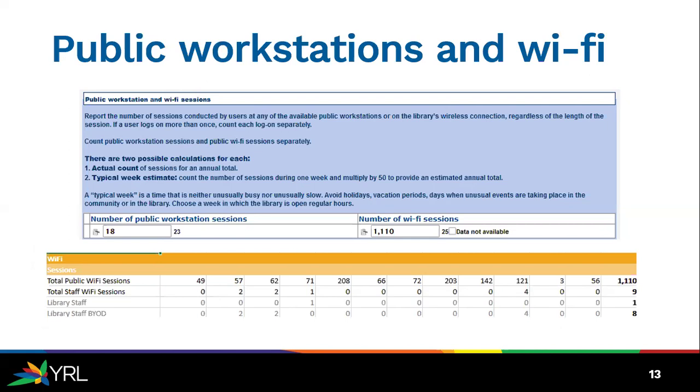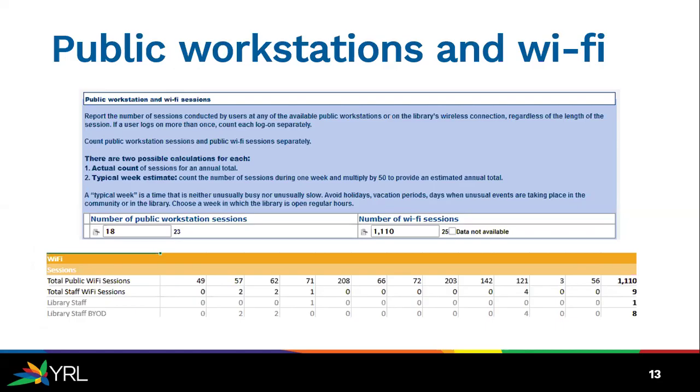When you get to that page, you just select your library from the drop-down menu at the top of the screen, and I'll show you that later as well. And then you can look at your Wi-Fi sessions. So the number that you will be reporting is the total public Wi-Fi sessions. So here you can see that it's on the far right there at the top. The total would be 1,110.